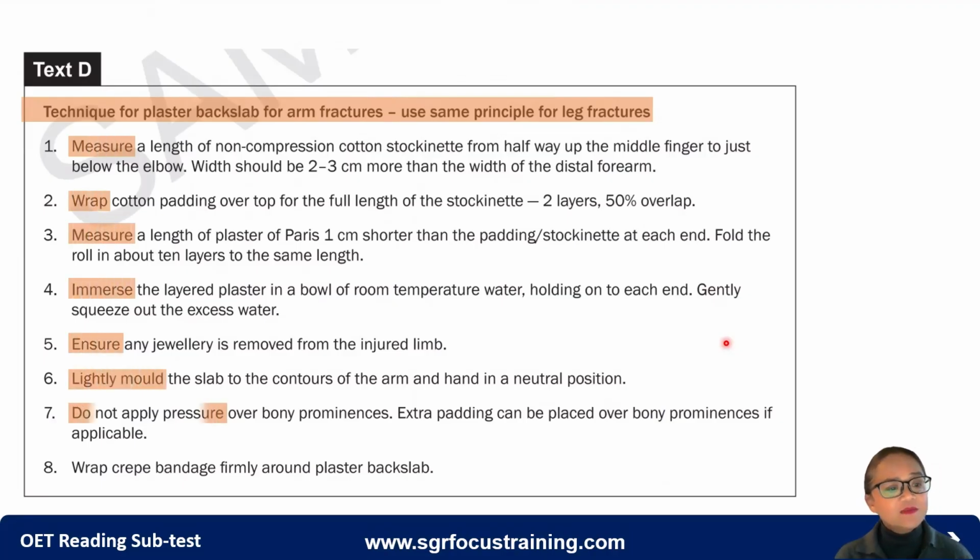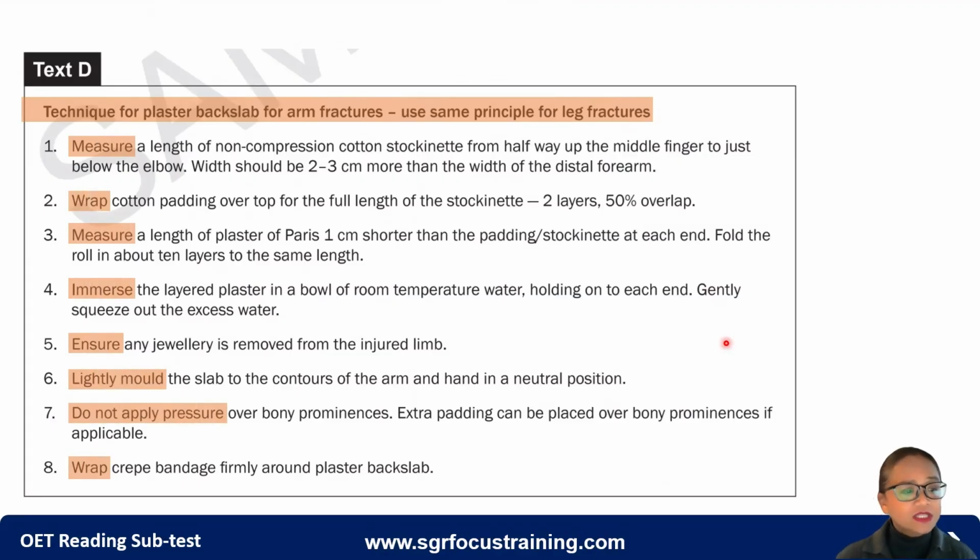And very similar to text C, we can see words that are using verbs. Okay, so the verbs again, action words, it's telling us what to do. These are instructions. We need to measure, we need to wrap, we need to immerse, etc. Okay, so when there are instructions, always think this is a process, a procedure, a technique, things to follow, or what to do or how to do it.